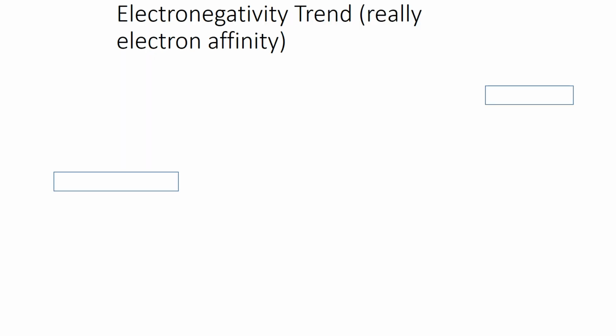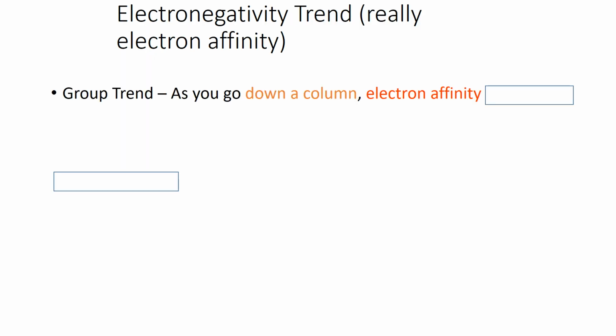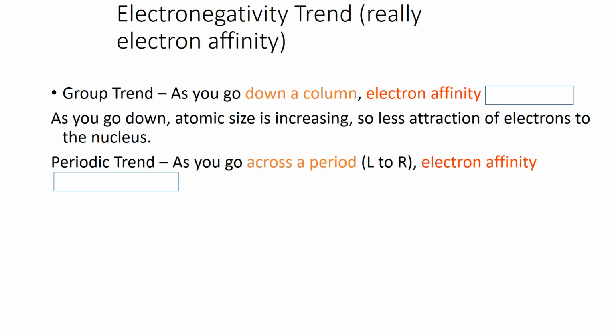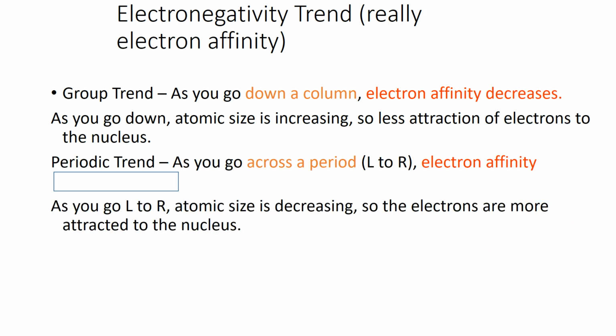So when we go down a column for electronegativity and electron affinity, when we go down a column, electronegativity and electron affinity decreases. All right. So that's when we go down the column. When we go up the column, it increases. And then as you go across a period from left to right, the electron affinity, the electronegativity increases.